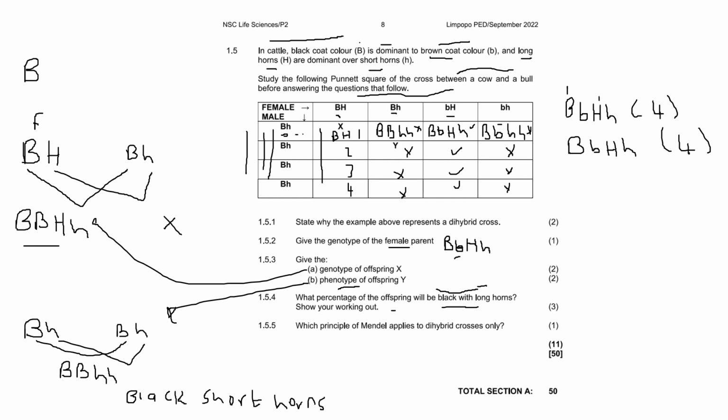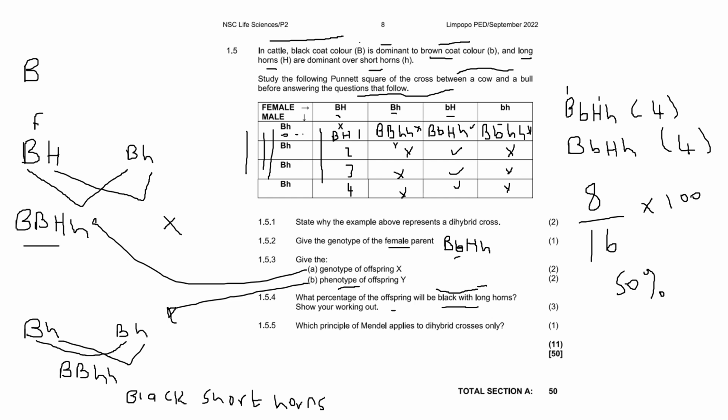So we've got 8 out of 16. So it will be 8 over 16 possible kids that are going to be black with long horns. The aim is to get a percentage, and to get a percentage you must multiply by 100. So 8 over 16 times 100 will be half. So it will come back as 50%. So we've got a 50% chance of having offspring who will be black with long horns.